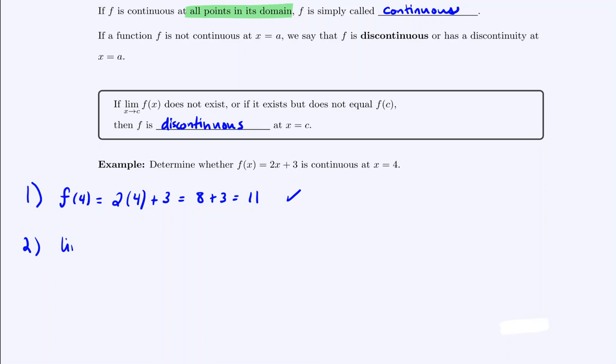Now we need to establish what's the limit as x goes to 4 of our function f of x. We could make a table, but this being a straight line, we could also quickly just think about what the graph of this function looks like. It has a y-intercept of 3 and a slope of 2.